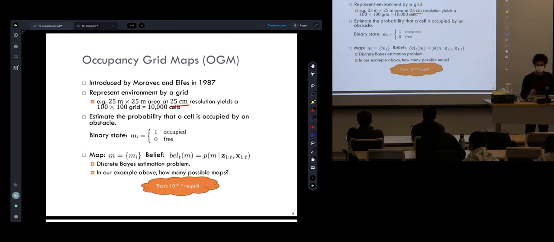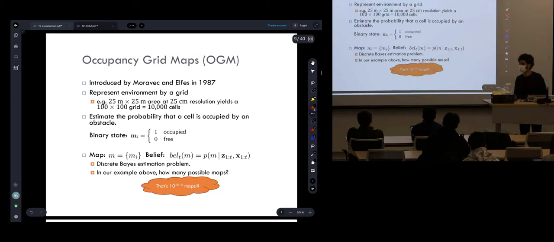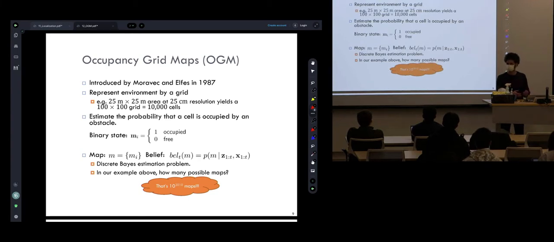So if you have a 25 by 25 meter area, and the resolution is 25 centimeters, then you're going to have a 100 by 100 grid, and that will give you 10,000 cells. That's already a lot of variables. In a localization that you do with the Kalman filter, in 2D, you have 3 state variables, x, y, and heading. Right now, this is also a state estimation problem. We want to infer the map instead of the pose. Now, the state is 10,000 here. And this is 25 by 25, a relatively small area.